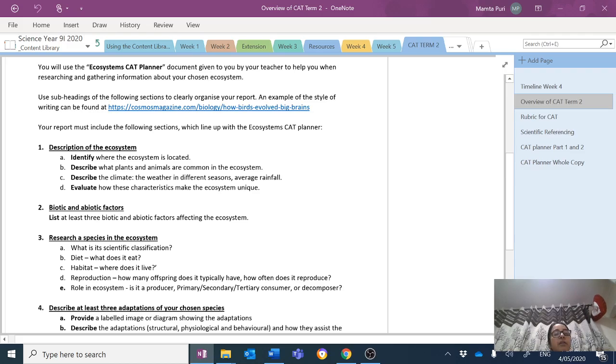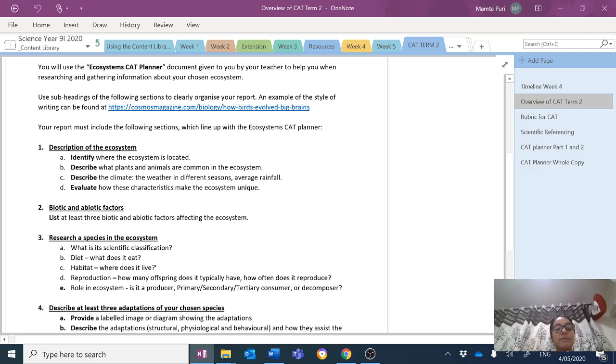I really love these two ecosystems. Okay, so you have to identify what kind of ecosystem you would like to work on. Then you will need to describe it in your own words. Okay. Part A, identify where it's located.